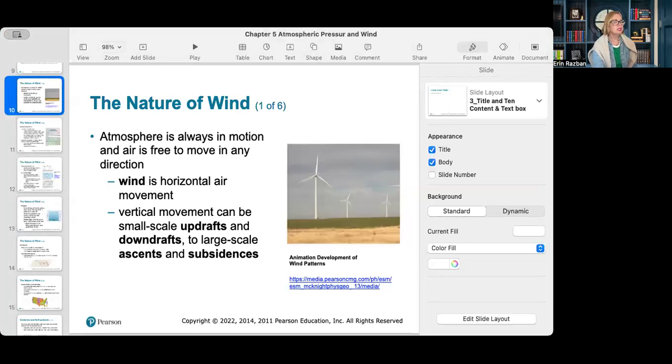Okay, so today we're going to explore wind, one of the most fundamental processes shaping our atmosphere and climate. At its simplest, wind is the horizontal movement of air, occurring on a much larger scale than the vertical air movements. While we do experience vertical air movements like updrafts and downdrafts on a small scale or larger ascents and subsidence, it's the horizontal winds that dominate our atmosphere's motion.